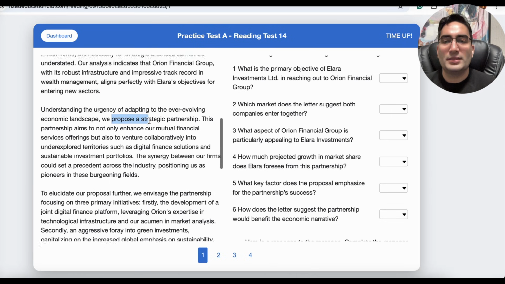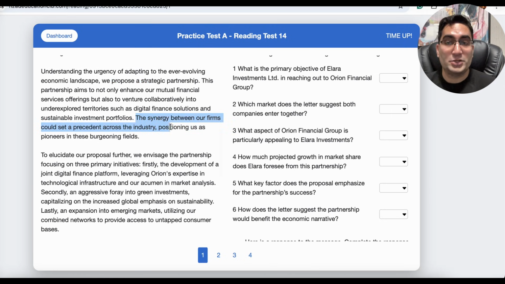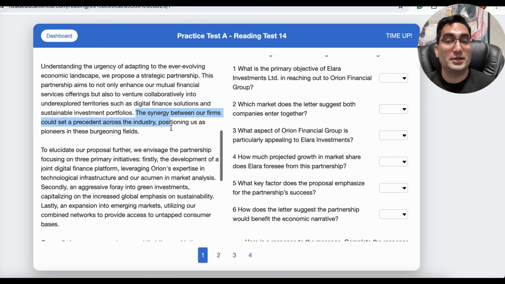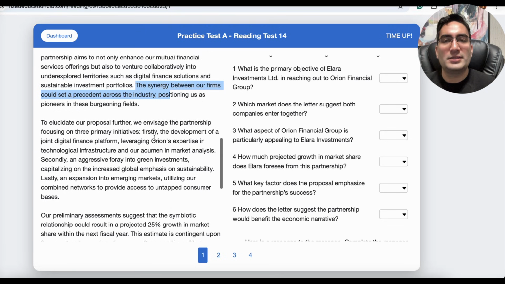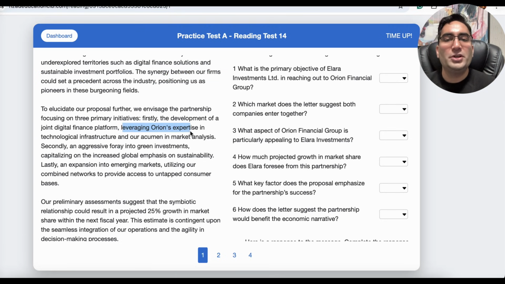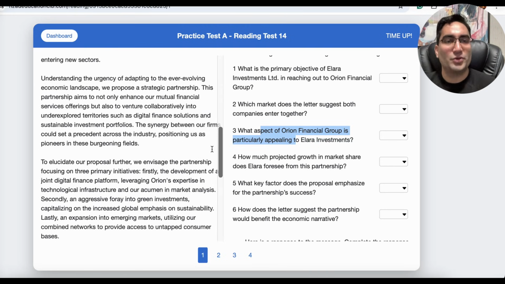So they're proposing the partnership. They want to venture into this. The synergy between our firms could set a precedent, so the synergy could be a good thing that they may be looking at. And in the next paragraph, I see something like leveraging Orient's expertise in technological infrastructure. This is also something that they might find particularly appealing. So I found this answer in three different paragraphs, and that is normal too.